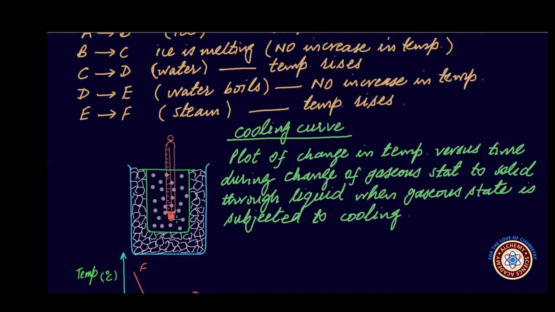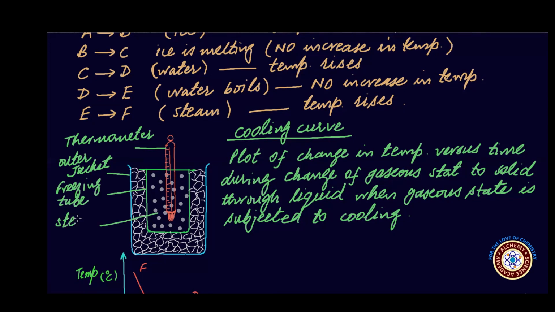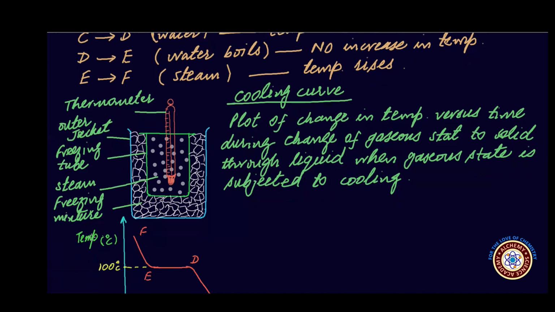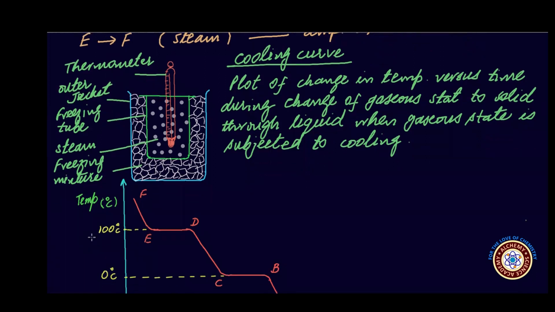Now let us look at this figure. This guy here is a thermometer. This is the outer jacket, and this is a freezing tube. This is steam, and this one is a freezing mixture. It is a freezing mixture to cool the gaseous state of matter.